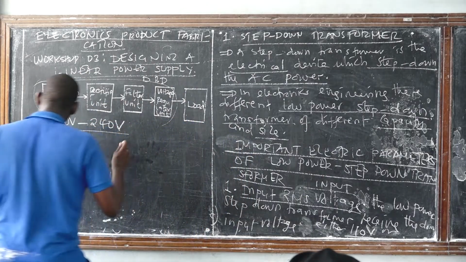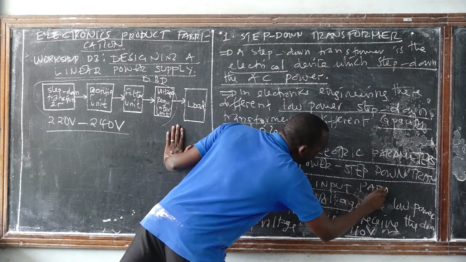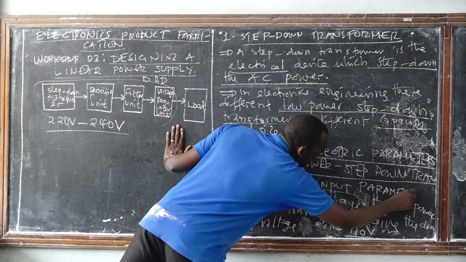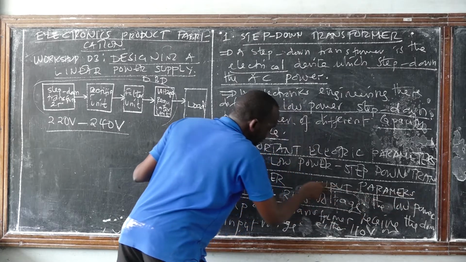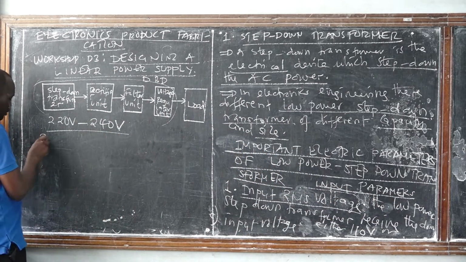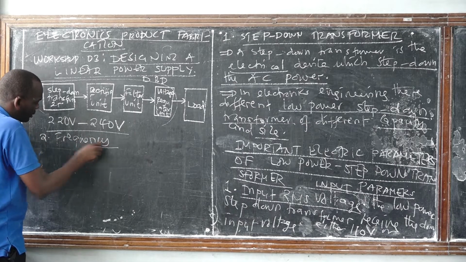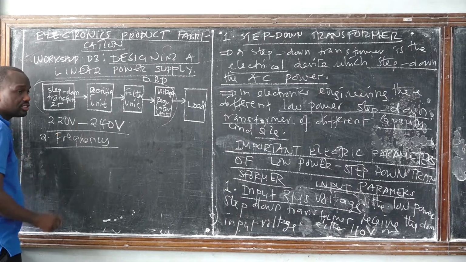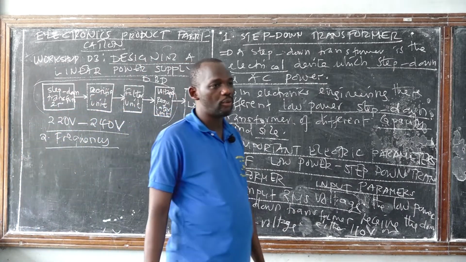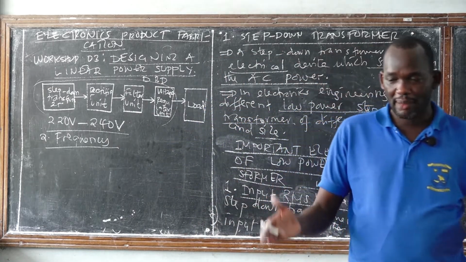Another input parameter is called the frequency. So what is frequency? Frequency is the complete number of cycles per second.